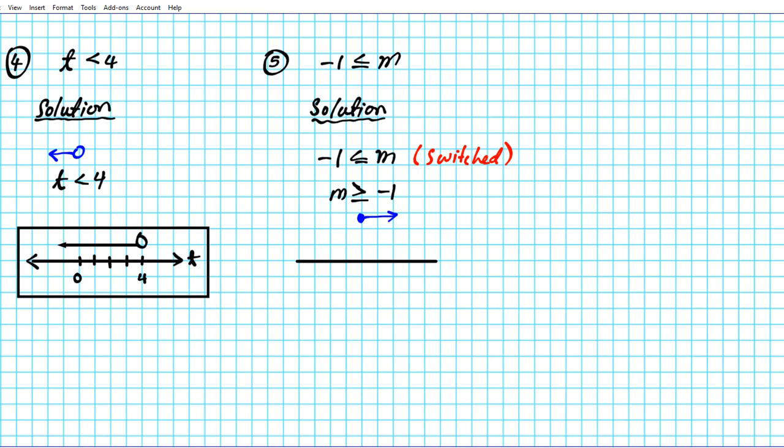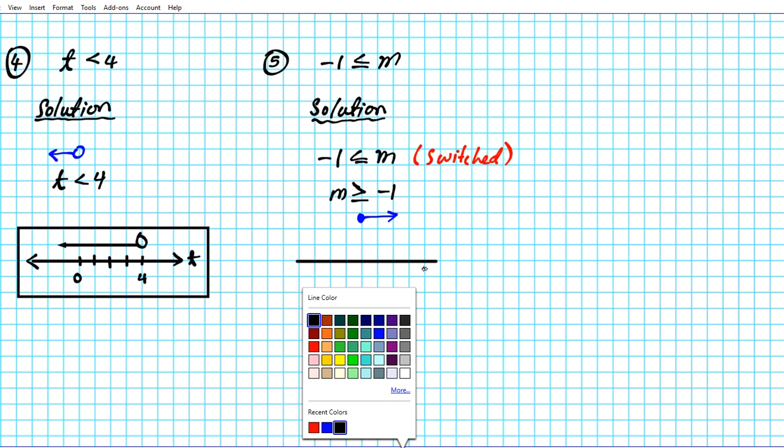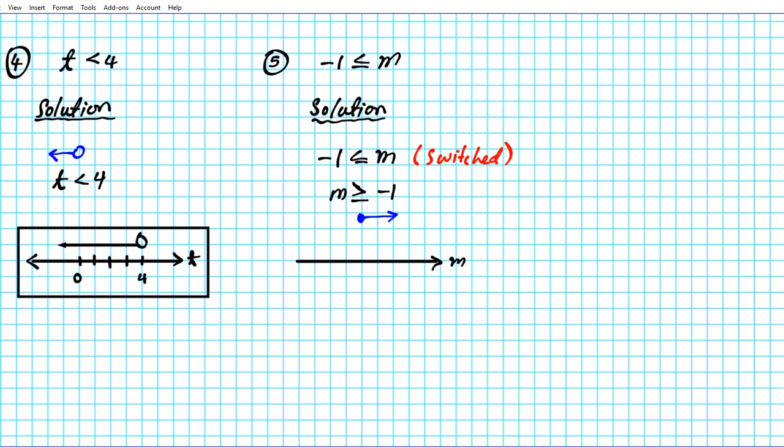The variable that we are working with right now is m. So let's put this is 0 and this is -1. This inequality says including -1, the set of all numbers that are bigger than -1, so the arrow points to the right, for greater. That's the solution to question number 5.